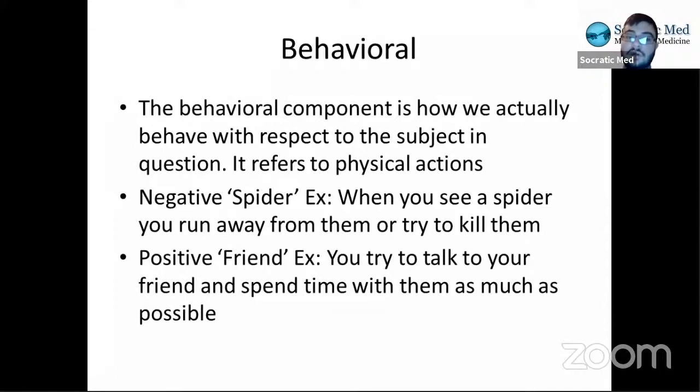So going back to our negative and positive examples, the negative behavioral component of your attitude towards spiders could be that when you see a spider, you either run away from it or you try and kill it, right? That's how you behave towards it, what you physically do. For the positive friend example, your actual actions are that you try and talk with them, spend time with them, hang out with them, do more activities together with that person. And that's how you actually behave and act.